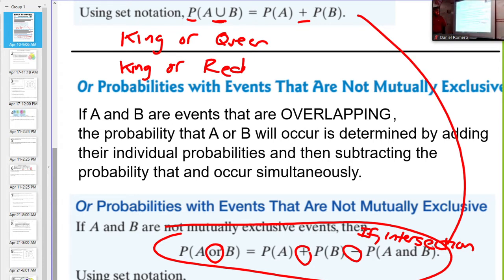Because when you have an intersection, that intersection is part of both events. And we're talking about cars, right? With the king and the red. When I add the king plus the red, well, the red kings are being added twice. It's being included on both lists, but they only occur once. So you compensate for that at the end by subtracting the intersection, because you've already counted those twice. You're only supposed to count once. That makes sense.